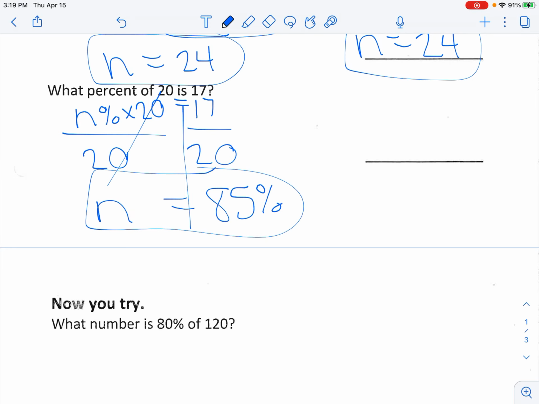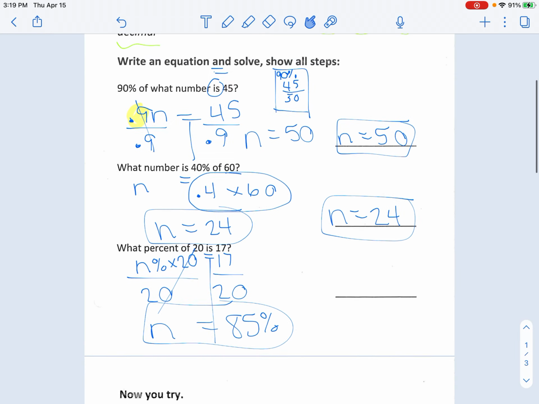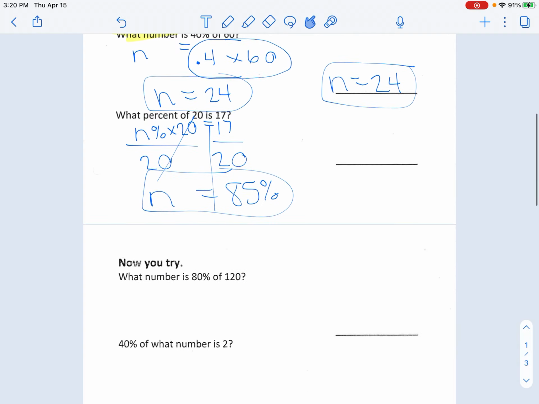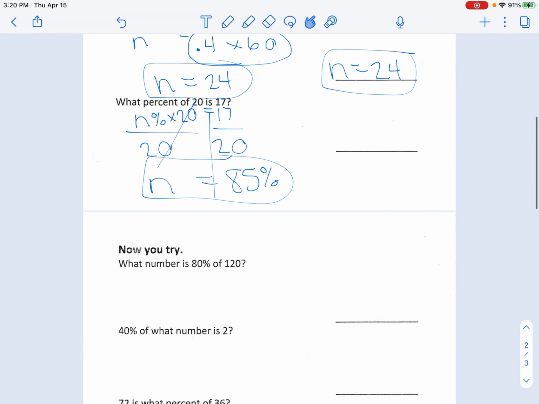Notice with the first two problems that we did, the question was what number and what number. So then we just had 50 and 24. This question is asking what percent. You have to include the percent sign with your answer. So if you just put N equals 85, that would not be correct because it's asking what percent. N equals 85%.